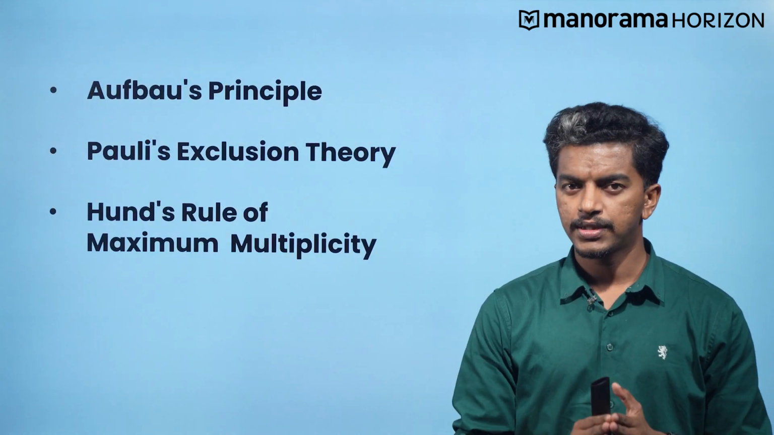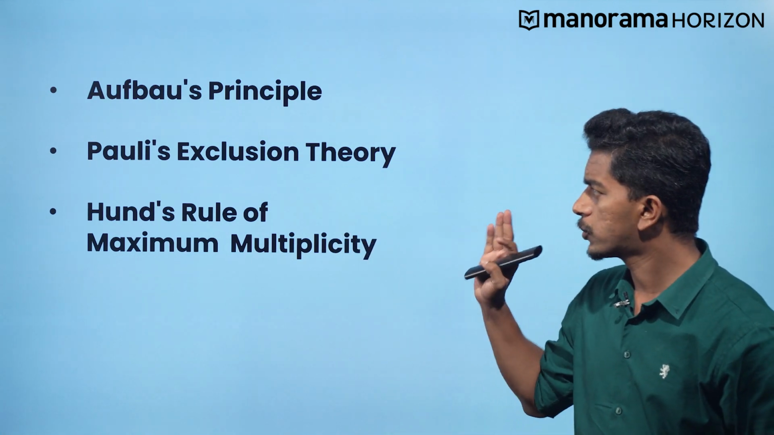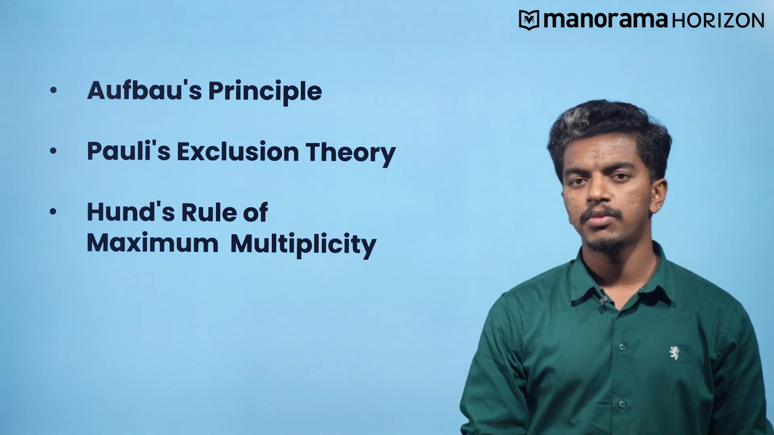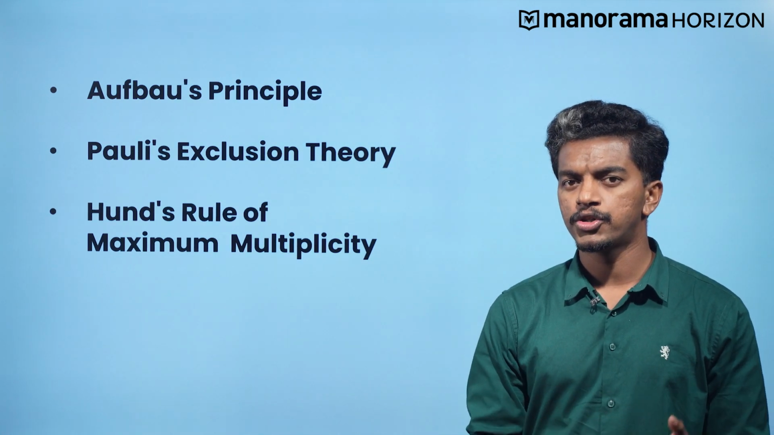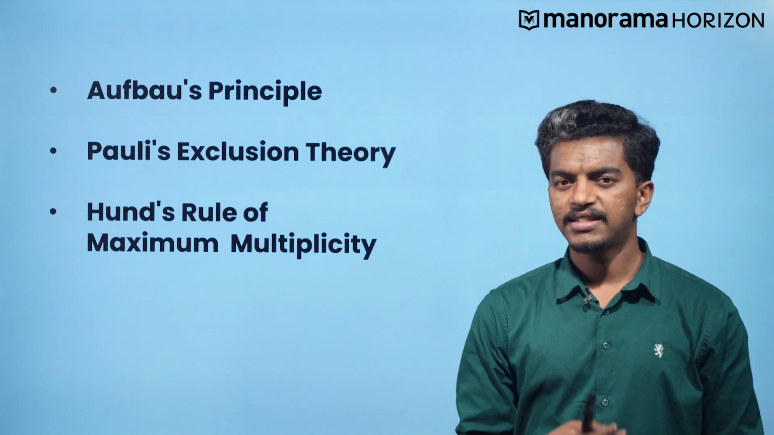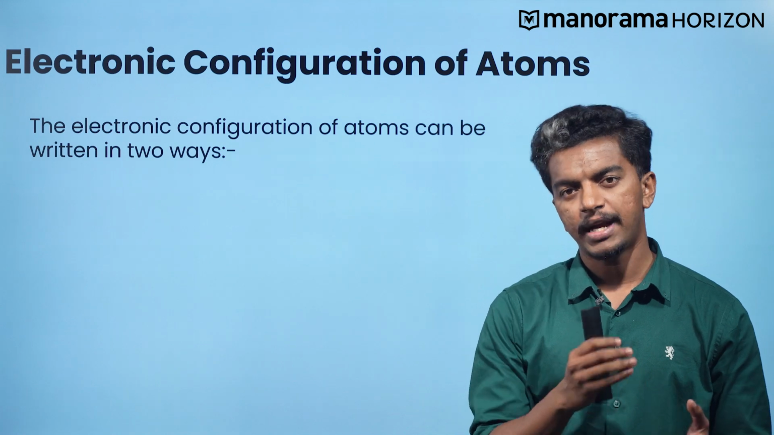We have already discussed the three main principles, which are Aufbau's principle, Pauli's exclusion principle, and Hund's rule of maximum multiplicity. But how to use these principles for the distribution of electrons in orbitals? Let's discuss that. We will start with the ways to represent the electronic configuration of atoms.